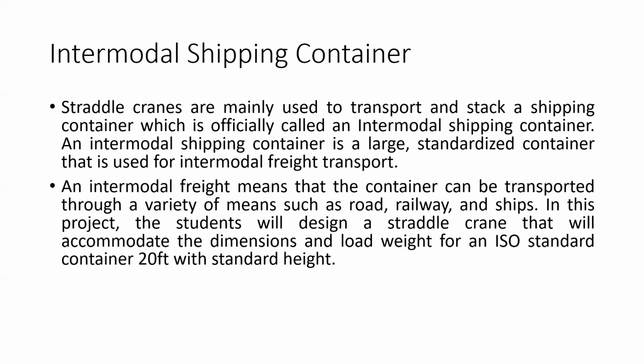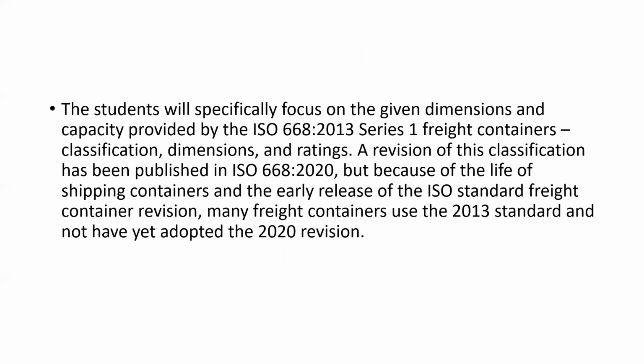In this project, the student will design a straddle crane that will accommodate the dimensions and load weight for an ISO standard container, 20 feet with a standard height. The student will specifically focus on the given dimensions and the capacity provided by the ISO 668-2013 Series 1 freight containers classifications, dimension, and ratings. A revision of this classification has been published in ISO 668-2020, but because of the life of shipping containers and the early release of the ISO standard freight container revision, many freight containers use the 2013 standard and have not yet adopted the 2020 revision.